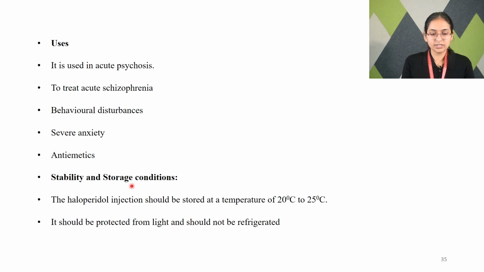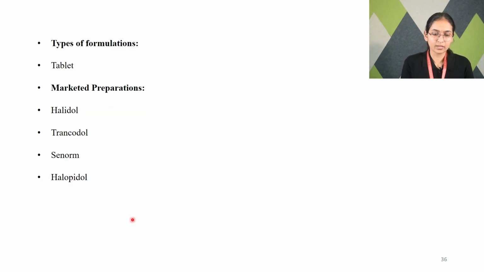The stability and the storage of this haloperidol is, the haloperidol injections should be stored at a temperature between 20 to 25 degrees Celsius and they should be protected from sunlight, but they should not be refrigerated. They are available in the form of tablets and injections. The marketed preparations are Haldol, Trancodol, Cinerom and Halopidol.